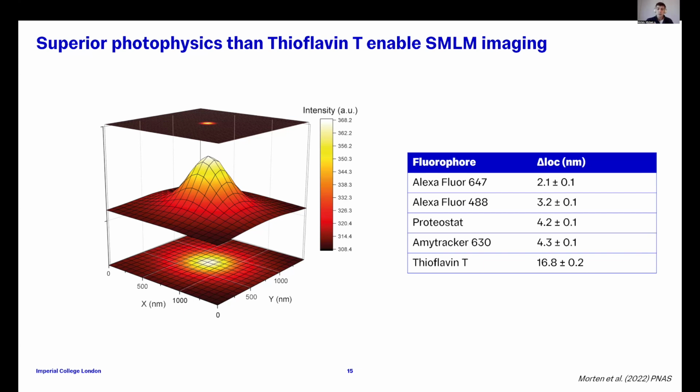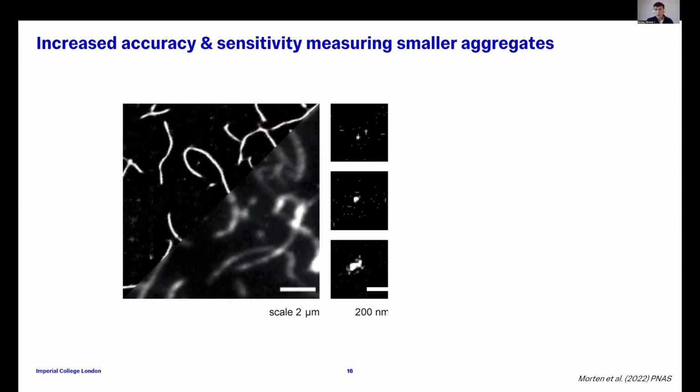Compared to ThT, which is the traditional aggregate-specific dye that we use, we see that the Amytracker and the Proteostat dyes actually outperform it and have precision much more similar to the Alexa Fluor dyes. So this was really encouraging. To show you what the images actually look like, on the bottom half of this image, we can see that the aggregates are kind of blurry. We know they're there and that they're fibrillar, but they all look kind of the same.